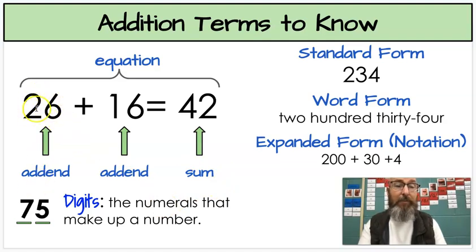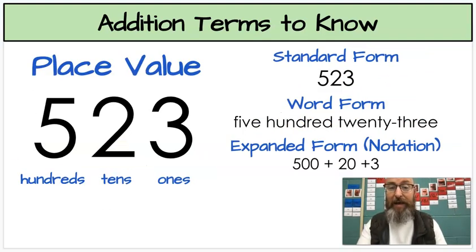In a number, like the number 26, it's made up of digits. And digits are the numerals that make up a number. So the number 75 here is a 2-digit number. You can see 2 numerals there, a 7 and a 5. Also, there are different ways to write a number, and we're going to go over those on this next slide.